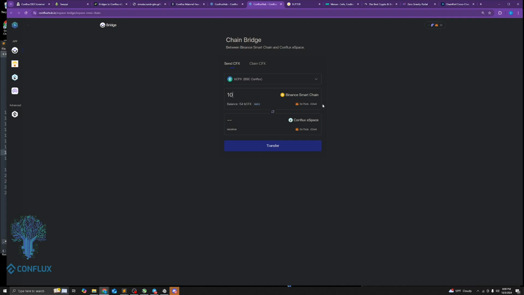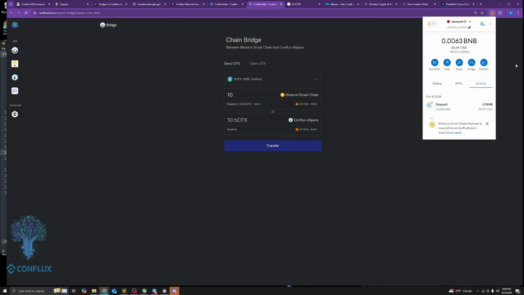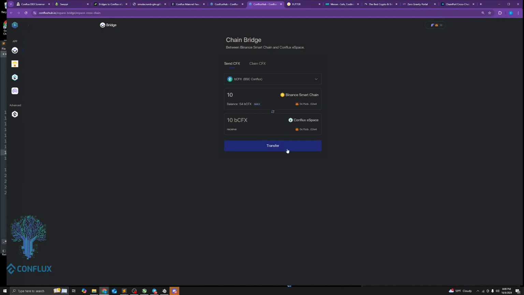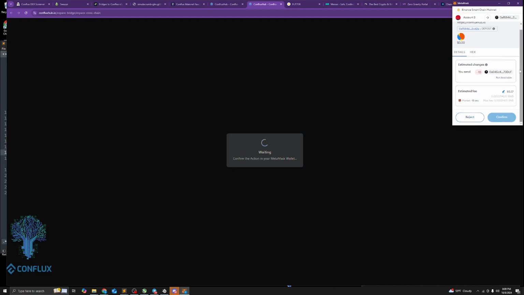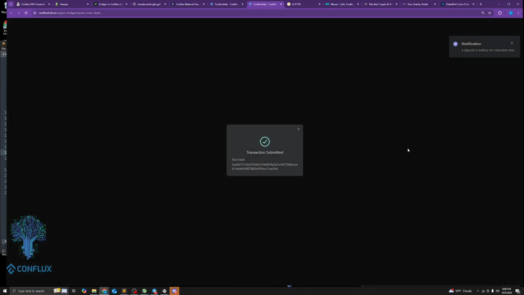I'm connected to this already, but I should show you. I'm using MetaMask, and in my MetaMask I'm connected to BSC, and I want to bridge to Conflux eSpace. It's the same wallet, so it's quite simple. I just say transfer, and it's going to cost me about 17 cents in BNB. Again, that's the BNB side fee.